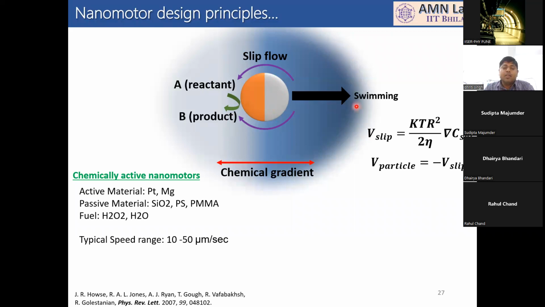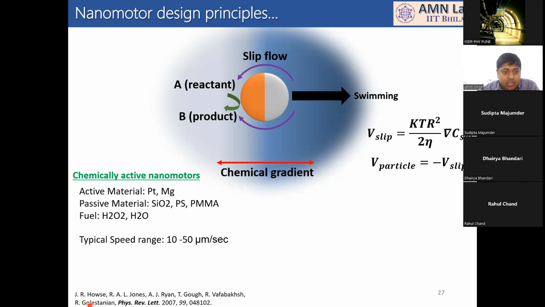The only difference this time is that in the previous slides, I discussed that you put an external chemical gradient. In this case, the gradient is formed by the particle itself because of its own chemical activity. So this is self-diffusiophoresis, sometimes termed self-phoresis. In this self-generated chemical gradient, the particle is moving. This was the first design of the motors, shown experimentally by this group, and also theoretically very well discussed by the Hause and Goldstein group in 2007.